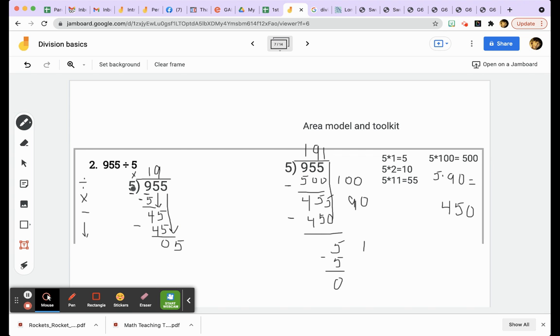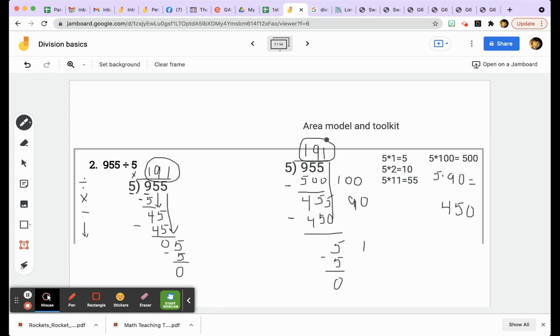And 5 will go into 5 one time. After I divide, I multiply back. 1 times 5 is 5. I'm going to subtract, 0. 5 will not go into 0. There's nothing left to bring down. So I have my final quotient, 191, and 191. And the answers are the same.